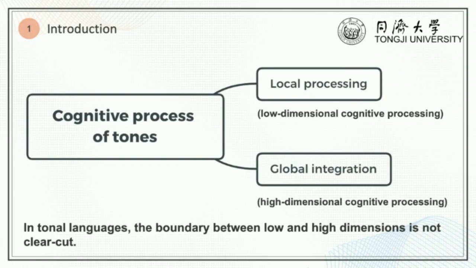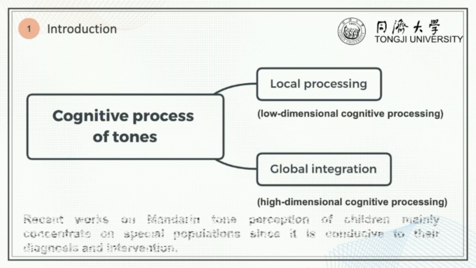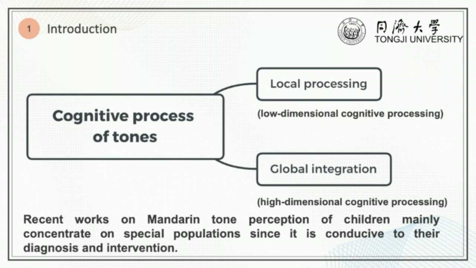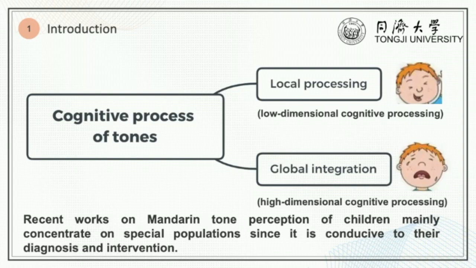Therefore, in this study, we focus on the tone perception of Mandarin-speaking children and explore its characteristics. Recent works on Mandarin tone perception of children mainly concentrate on special populations, since it is conducive to their diagnosis and intervention. For example, it is shown that autistic children have an advantage in local processing compared with typically developing children, while having defects in global integration.